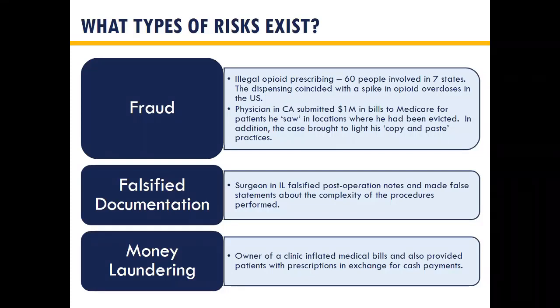And some of these are really big things, like a provider seeing patients in a location where they weren't even allowed to be located any longer. And that brought to light some copy and paste issues, which we know we talk about quite a bit in our organizations. A couple of these other ones involve falsifying documentation. As coders, we're looking at documentation all the time to make sure that it's accurate and complete. And in this particular case, the surgeon was making false statements about the complexity of the procedures that he or she was performing. Lastly, there's a money laundering scheme that involved medical bills.